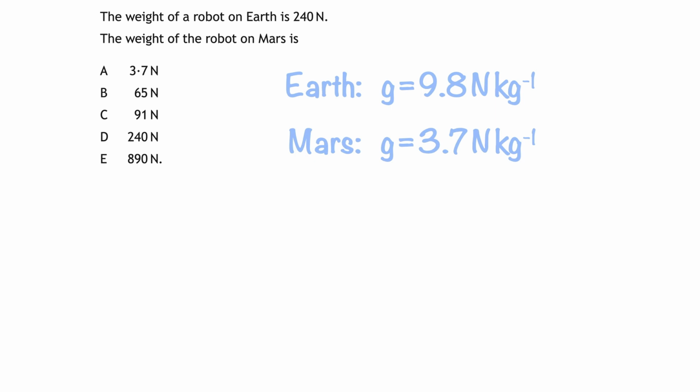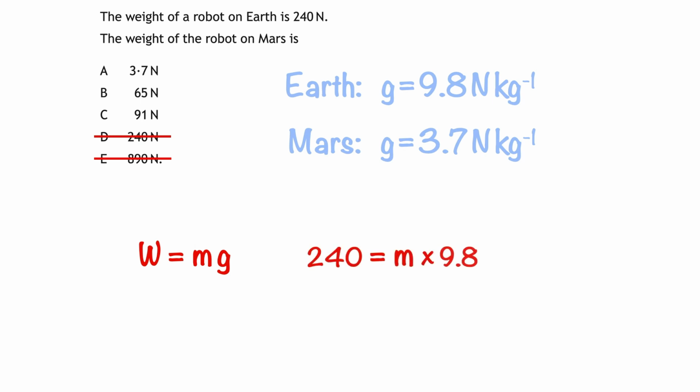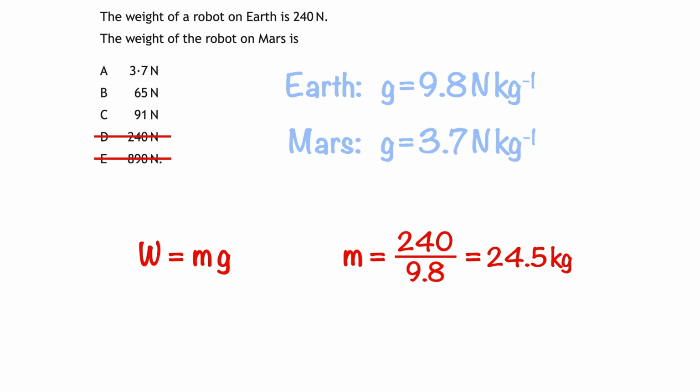That means the robot's weight on Mars will be lower than that on Earth, so we can rule out 2 of the options. After that, we can calculate the robot's mass using this equation. If we then substitute the robot's weight on Earth and the gravitational field strength on Earth, then we get this. Dividing both sides by 9.8 gives us mass m is equal to 240 divided by 9.8, which is 24.5 kilograms.